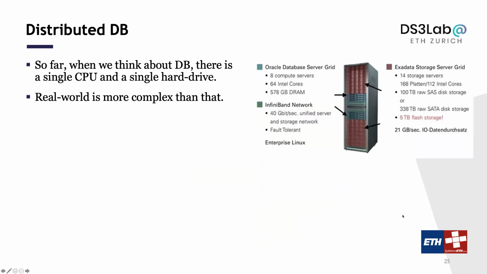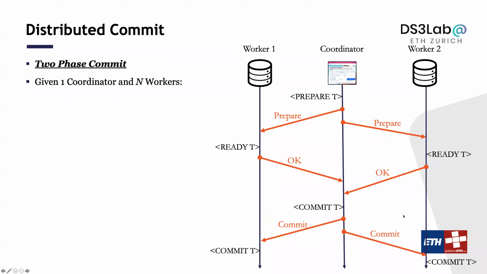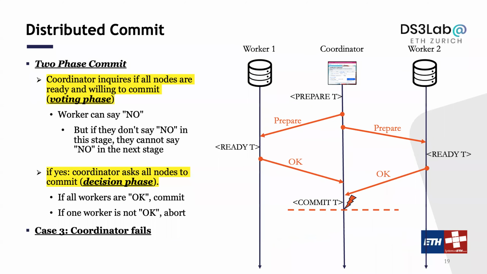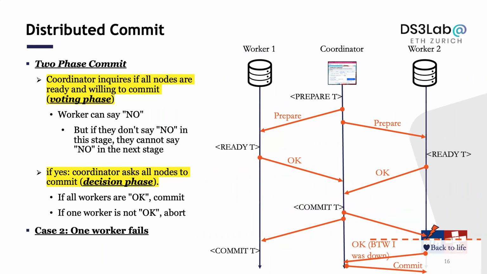I would be interested in, in the previous failures we looked at, what would happen in the case of a network partition? That means if one of the workers is basically separated by the network. So it doesn't really fail, but it just can't communicate with the coordinator anymore.